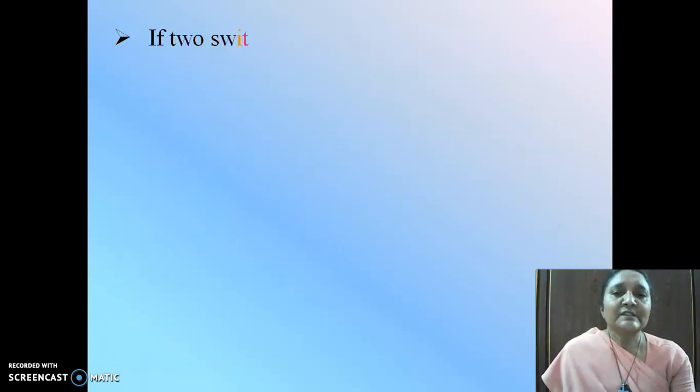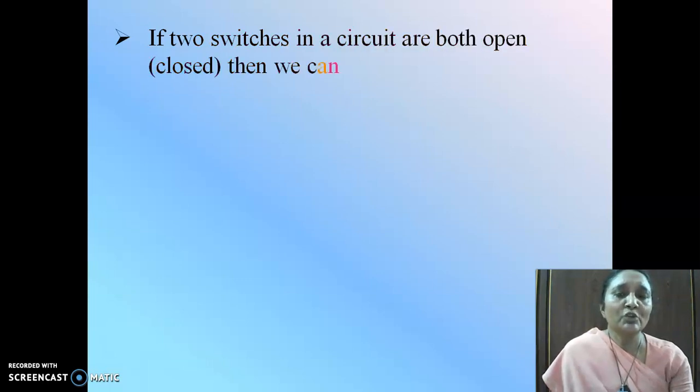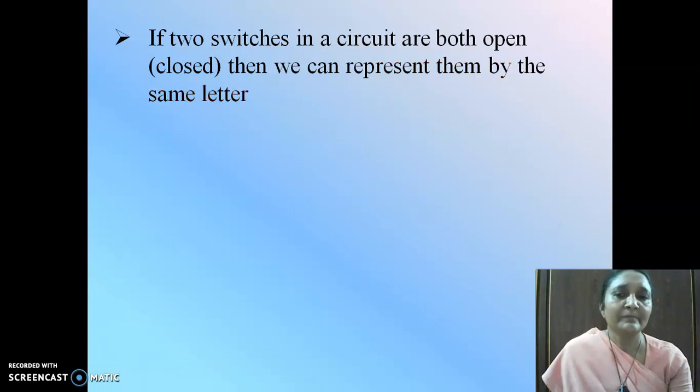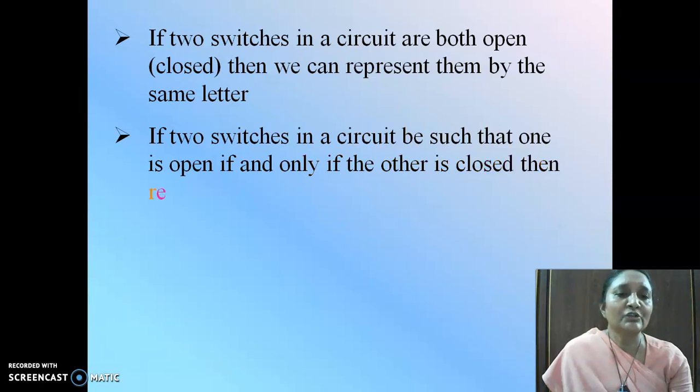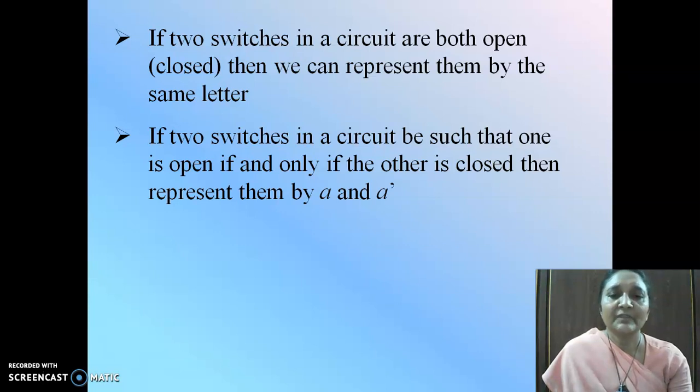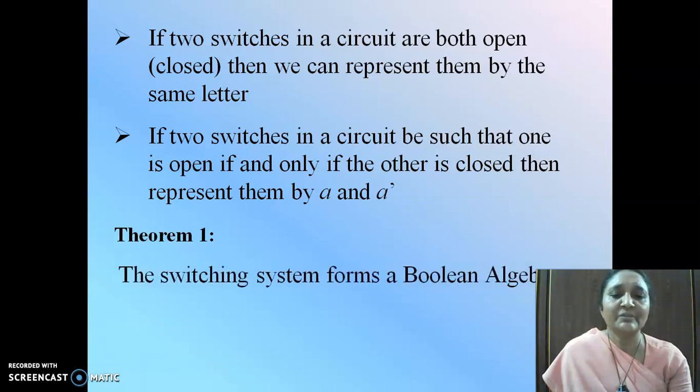If two switches in a circuit are both open or both closed, then we can represent them by the same letter. If two switches in a circuit are such that one is open if and only if the other is closed, then we can represent them by the letter A and its complement A dash. We shall see the theorem which states that the switching system forms a Boolean algebra.